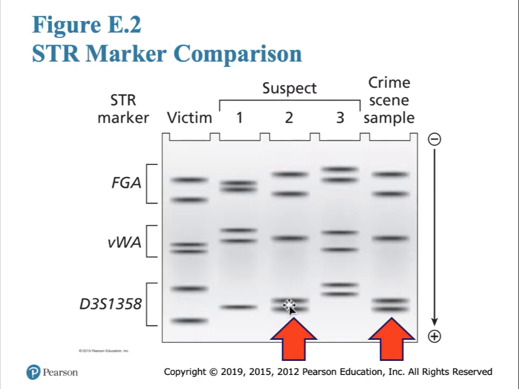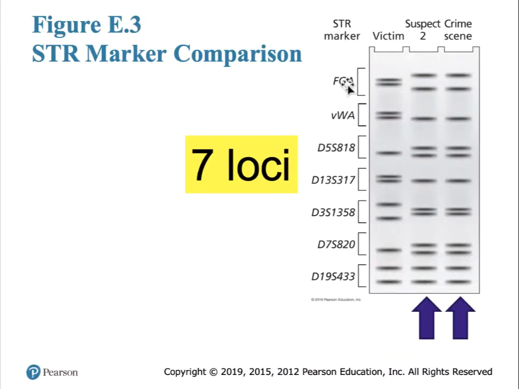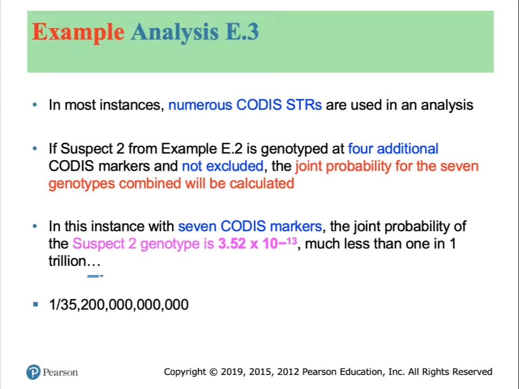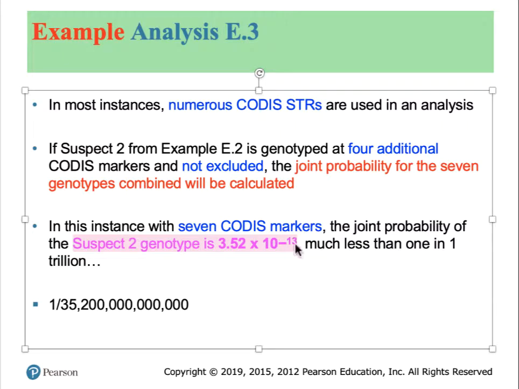In this case, further testing would be necessary for further loci using the CODIS kit, and if they continue to agree, then we've caught the suspect and we can send him forward for trial. Figure E3 goes on to look at a further 4 loci in addition to the first 3, and using this we can then calculate the mathematics, and believe it or not, the numbers come out to be 3.52 in 10 to the minus 13.